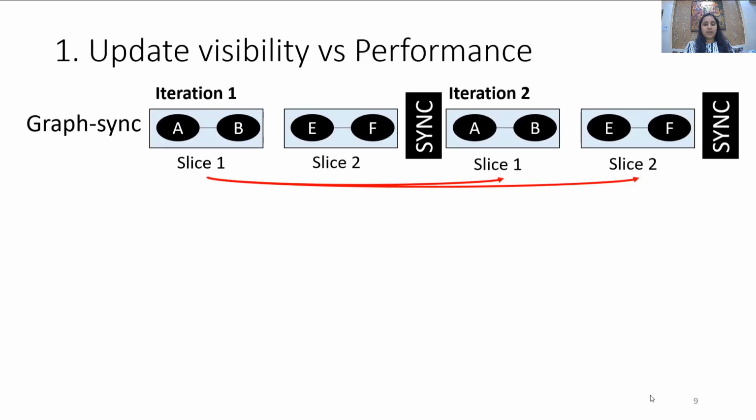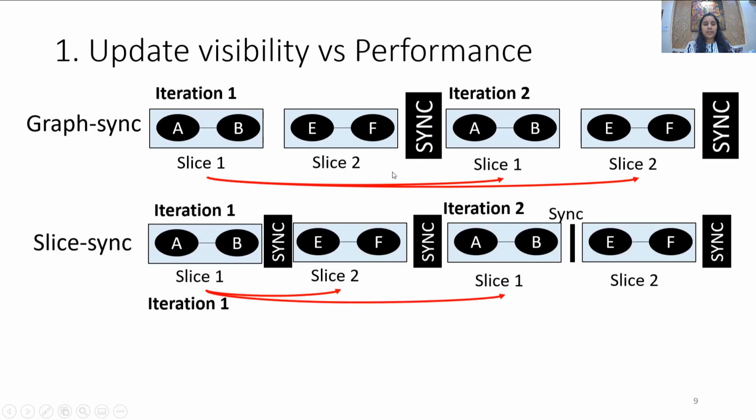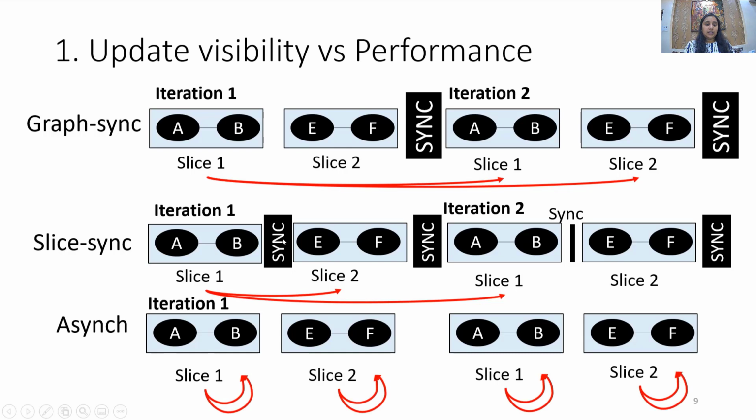Update visibility defines the granularity at which updates are made visible to the subsequent vertices. For graph synchronous, this granularity is all slices of the graph, and therefore we have the synchronization phase after all slices of a graph are done. In slice synchronous, this synchronization phase is after every slice. And finally, in asynchronous, these updates are made visible immediately and no synchronization phase is required.